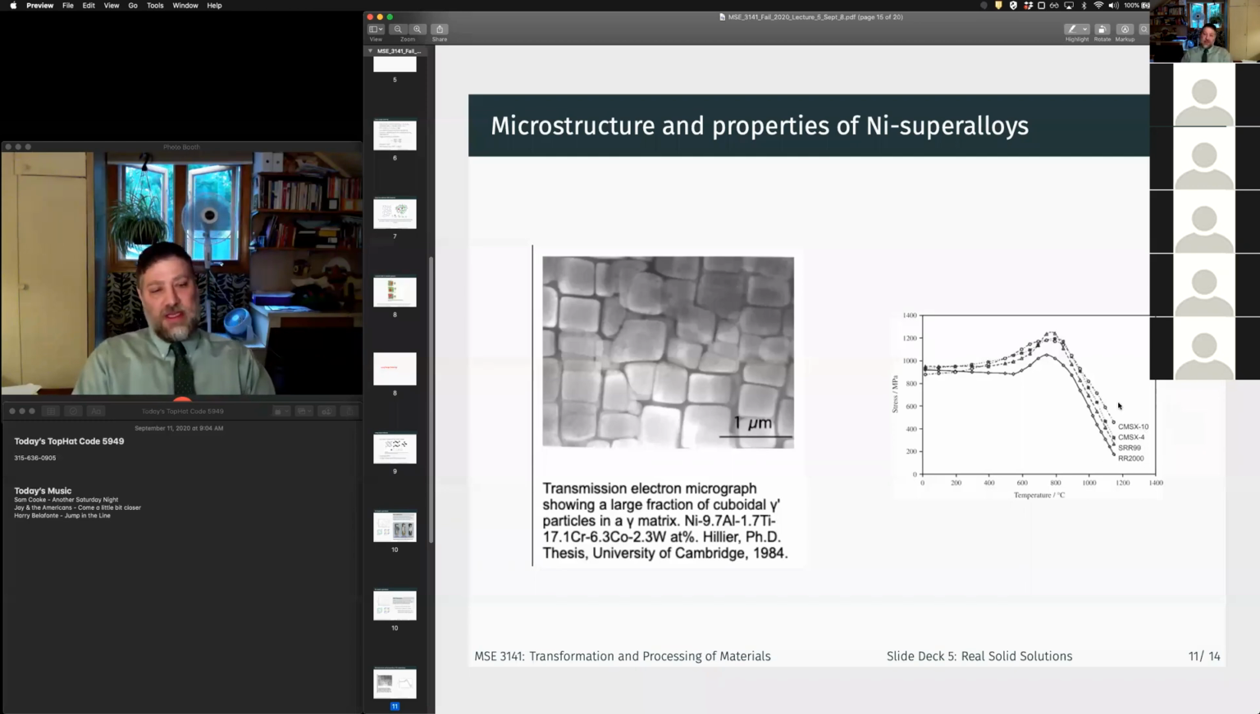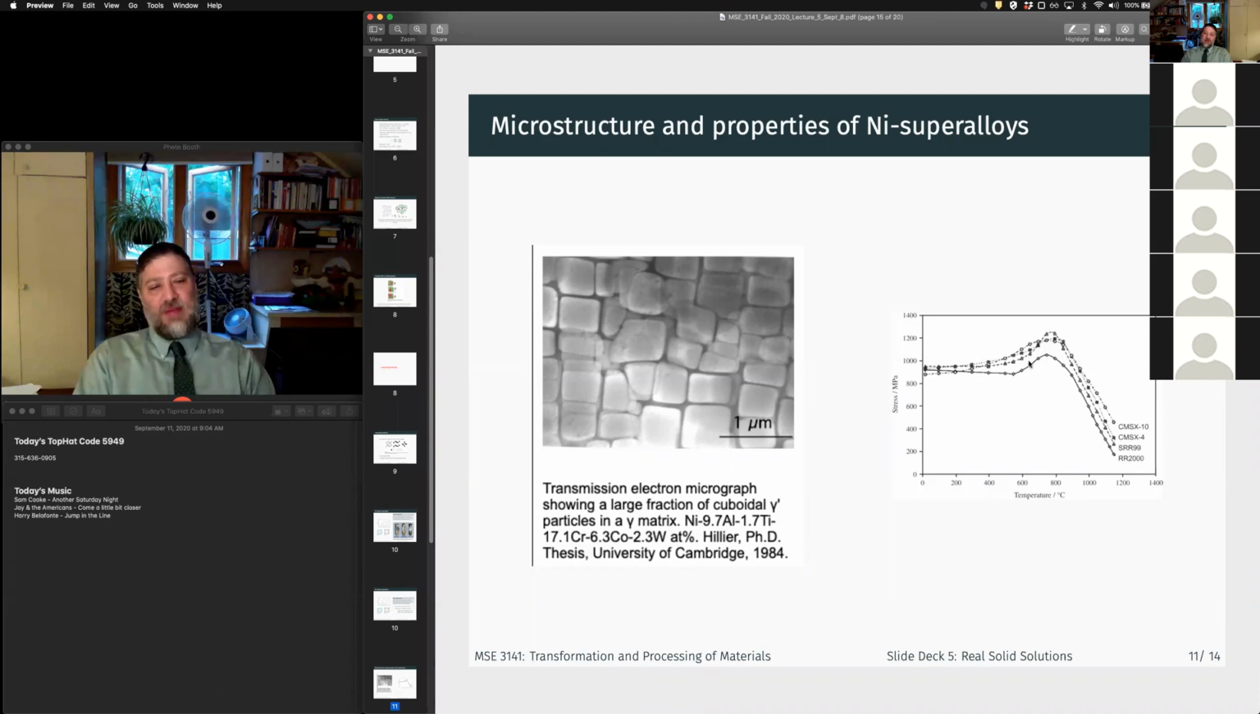So these are the properties of actual current generation alloys. How does yield strength and temperature usually look? Right? It's usually monotonically decreasing. The higher you get, the weaker your material gets.